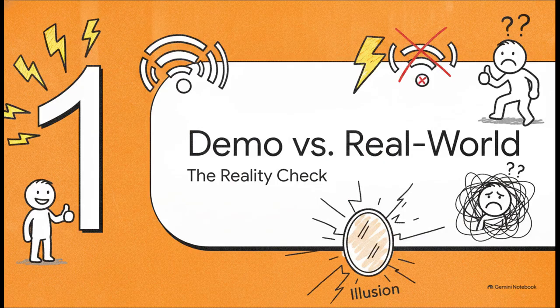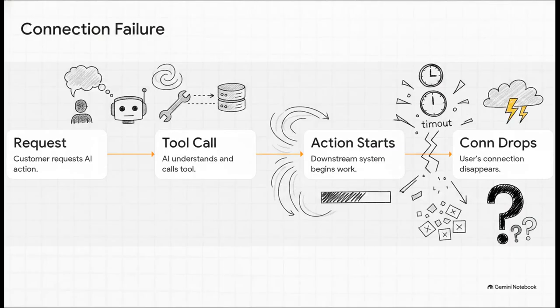Which brings us to Section 1, Demo versus Real-World Conditions. Look, we all love a good demo, right? The APIs respond in milliseconds, the Wi-Fi never drops, it's perfect. But let's walk through an incredibly common and honestly terrifying real-world scenario. Step 1, a customer requests an action. Step 2, the AI understands the intent and calls the tool. Step 3, the downstream system starts the action.